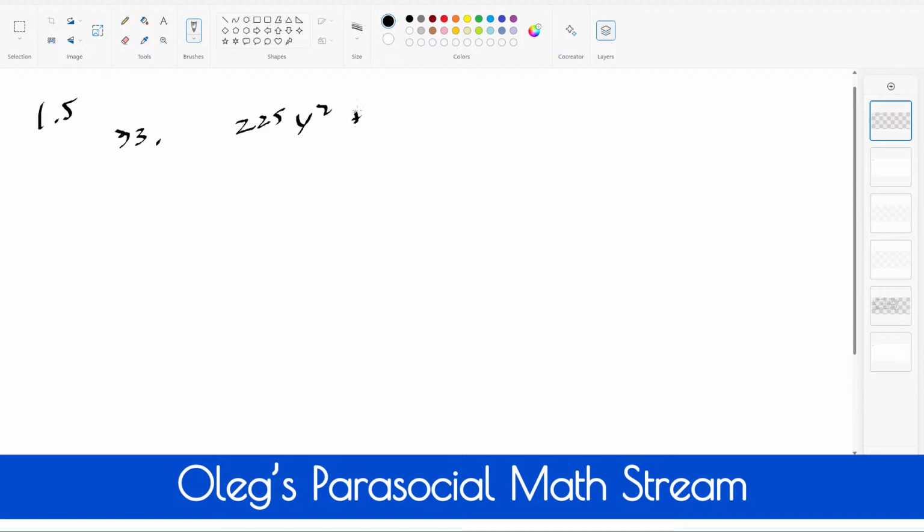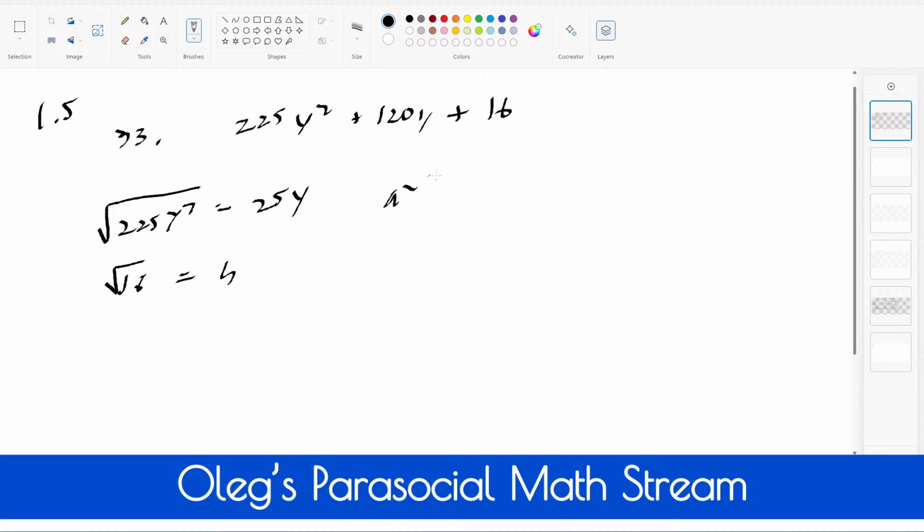225y squared. We're going to see if this is perfect squares. Looks like a perfect square. So we're going to say 225y squared, square root that. That's going to give us 25y. 16 square rooted is 4. So let's try a squared plus 2ab plus b squared. So let's try that. We're going to try 25y squared. What is that?